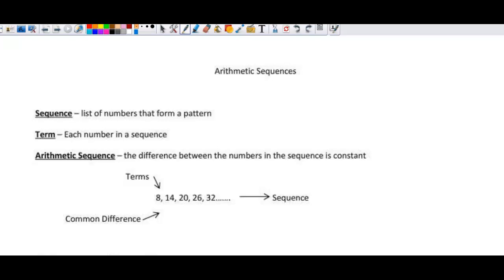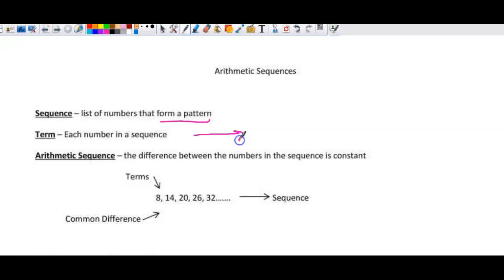All right, today we're going to learn about arithmetic sequence. So before we start, the definition of a sequence is a list of numbers that forms a pattern. So we're going to look for a pattern. And the term is each number in a sequence.